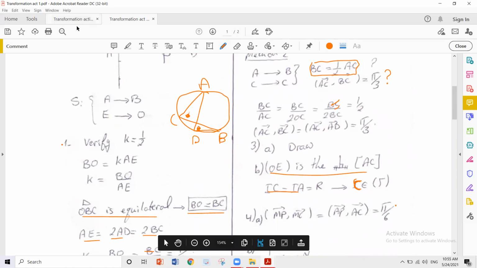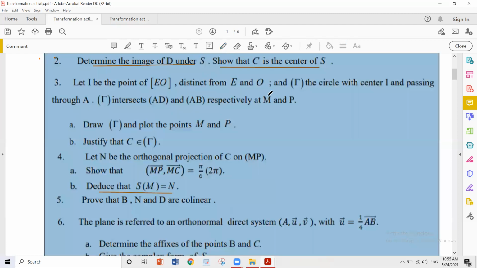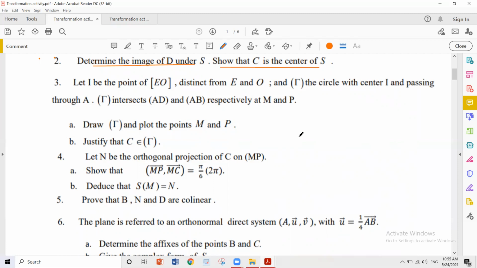Part B. Deduce that S of M equals N. How to deduce that S of M equals N? What do we have to prove in order to prove S of M equals N?